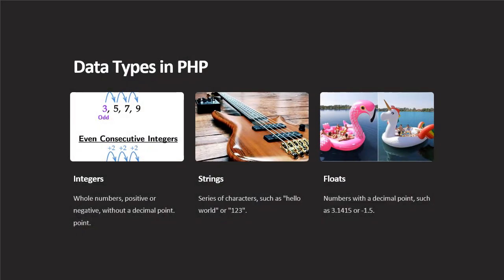Data types in PHP. There are mainly three types of data types in PHP: integers, strings, floats. Integers are whole numbers, positive or negative, without a decimal point. Strings are series of characters such as hello world or 123. Floats are numbers with a decimal point such as 3.1415 or minus 1.5.